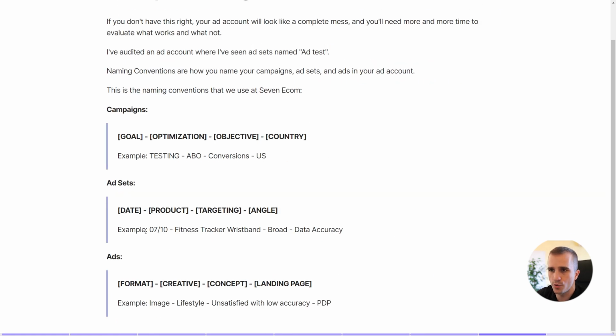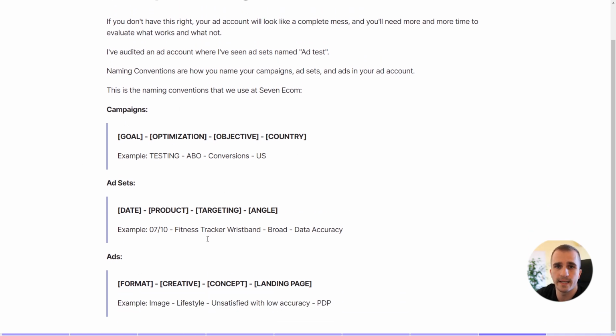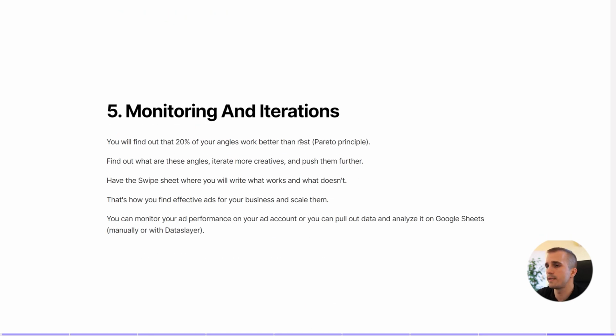For example, for the ad set, we have mentioned that each ad set is an angle itself. So for the ad sets, you want to have the date, the product that you're running, and the targeting that you're using. In this example, it's broad, and you want to have the angle. In this example, we have data accuracy. In the next ad set, you would have sleep improvement and all these things. It's really important that you have these things set up well, and this will help you understand what works well in your ad account, what doesn't, and you will know how to scale your ad account.